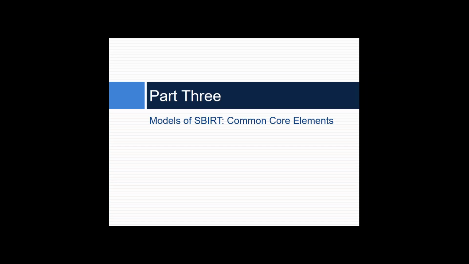So that provides a little bit of overview of some of the existing and emerging measures and just some thoughts about the utility of those. Now I'm going to move to part 3, which is the models of SBIRT, and give you an overview of the models and some of the common core elements.